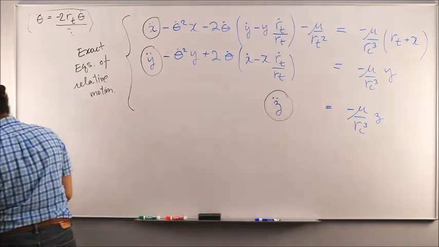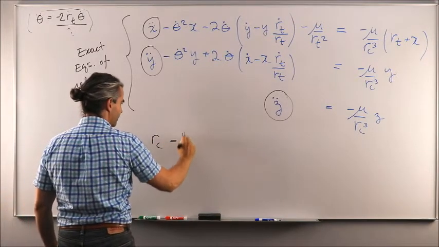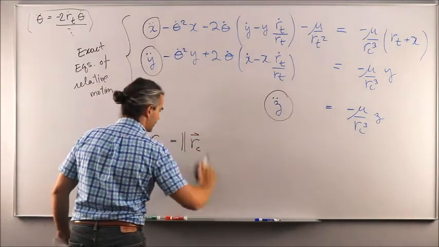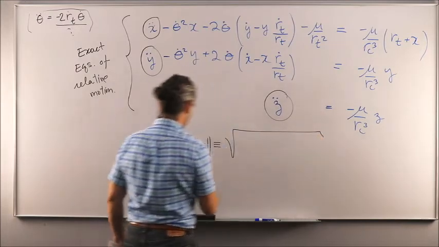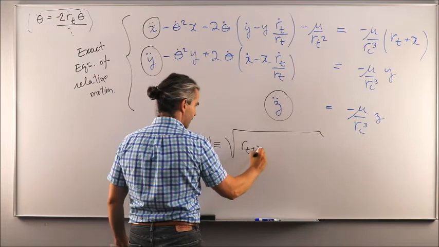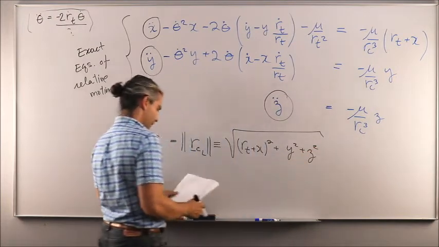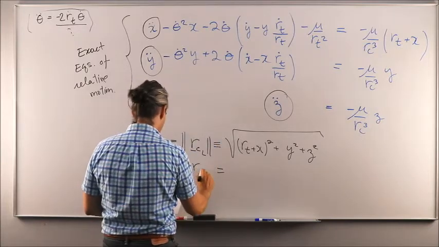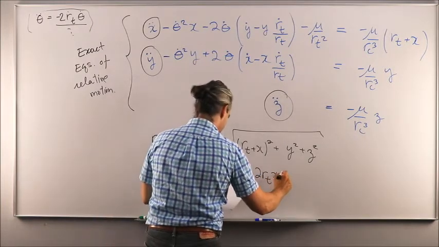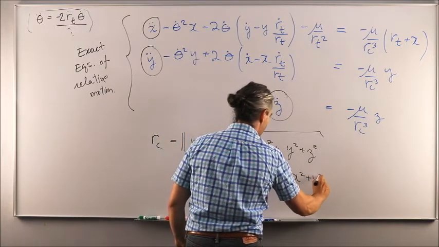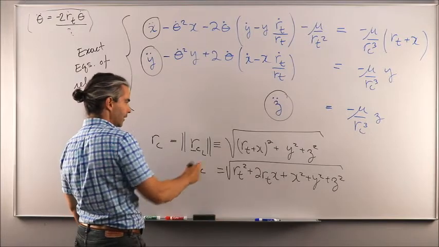Doing so allows us to write that RC, which technically speaking is the Euclidean norm of RC components in LVLH, which is equivalent to saying the square root of RC components in LVLH, which is RT plus x squared plus y squared plus z squared, if you remember, okay? Which means that this RC magnitude is going to be equal to RT squared plus 2RTx plus x squared plus y squared plus z squared. Okay, this is how we could calculate the norm of RC vector given its components.